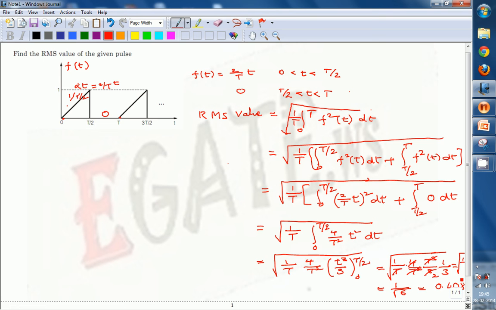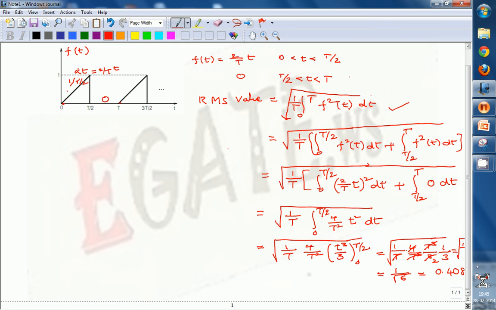So like this, for any given waveform, we'll calculate the RMS value using this expression, and by substituting the values of f of t and by simplifying we will get the result.